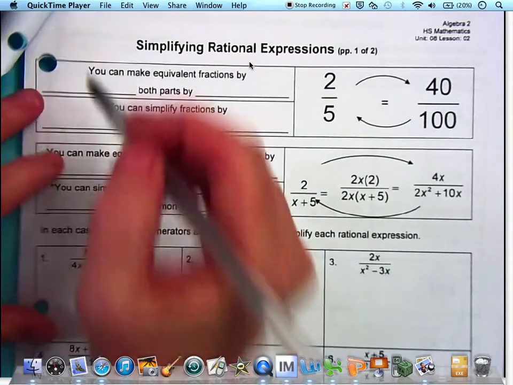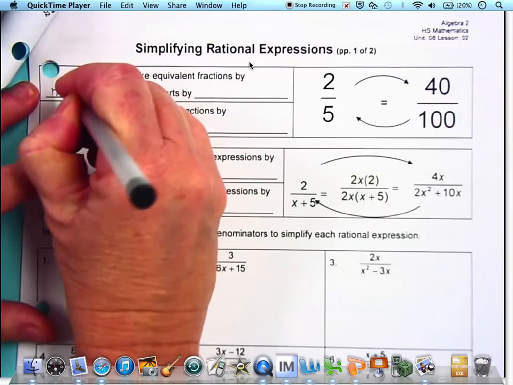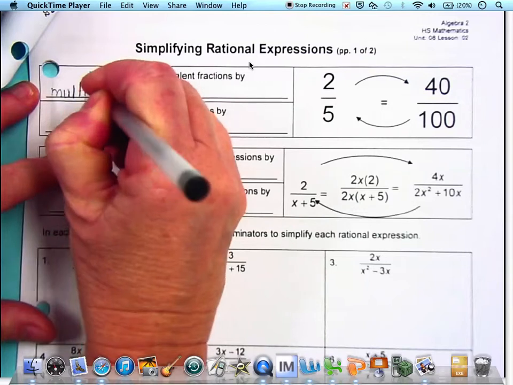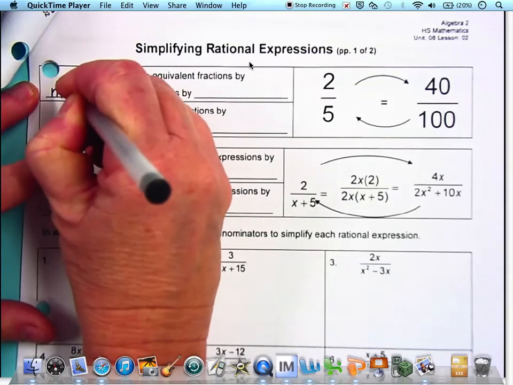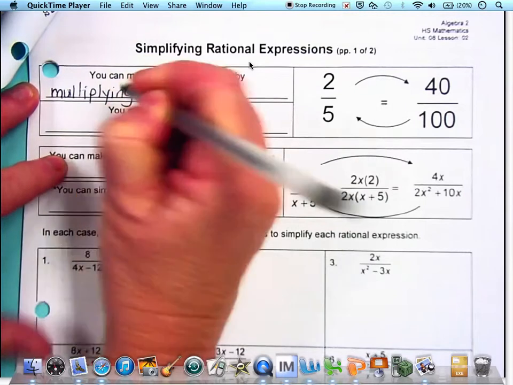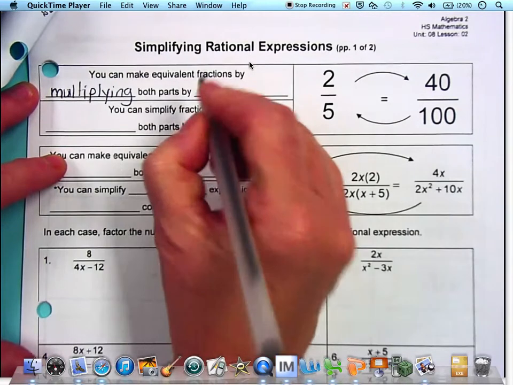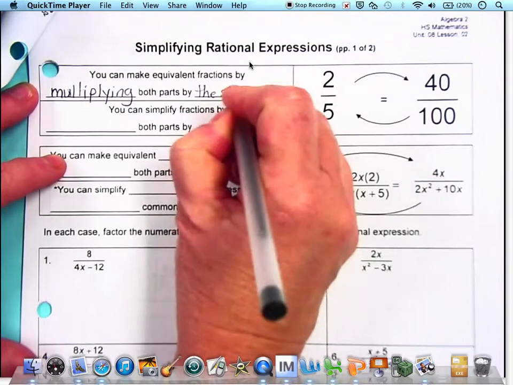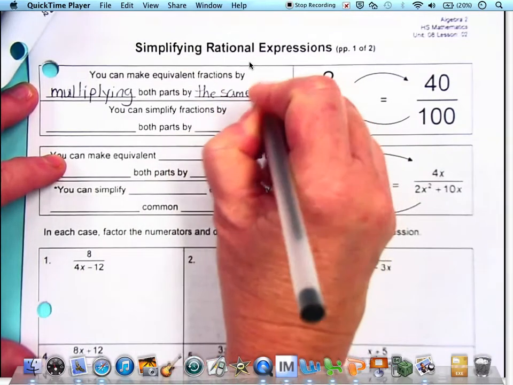by multiplying. My pen's not working very good. Both parts by the same thing.